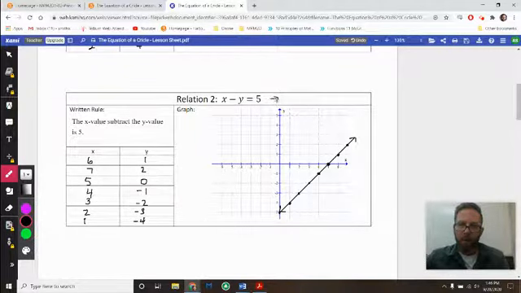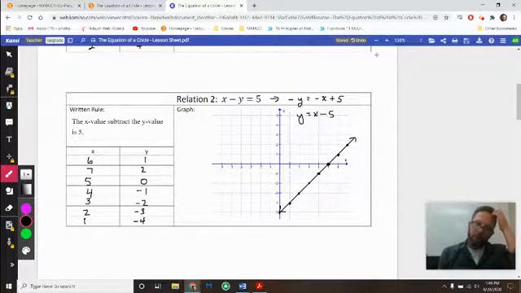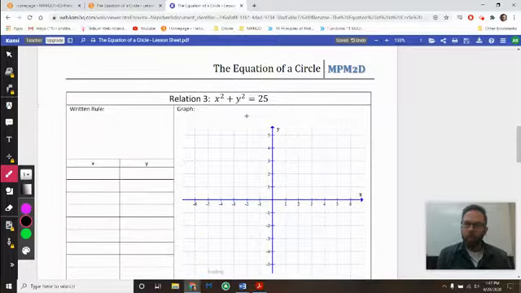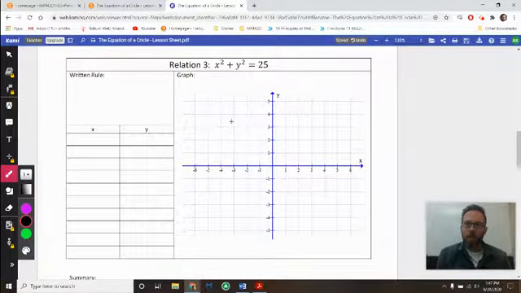And of course, we could have sketched that line by putting it into y equals mx plus b form. So y equals x minus 5. As we've talked about earlier, relations don't have to be in the form y equals. The equation of a line can come in several different forms. So this brings us to our third example here. Check out this one. This one's a lot different than anything you've done before.